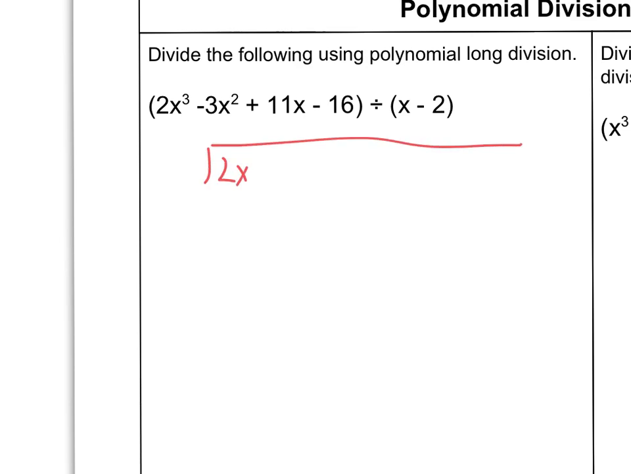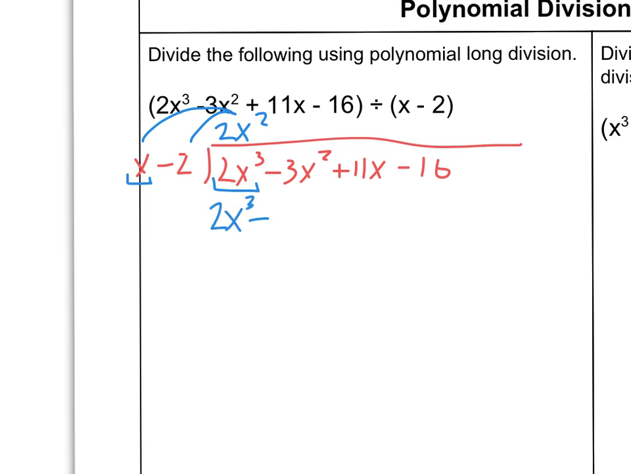So we've got 2x to the third minus 3x squared plus 11x minus 16, and x minus 2 out front. I'm going to see what I multiply x by to get to 2x cubed, and that's going to be 2x squared. When I multiply that down, we get 2x cubed minus 4x squared. When I subtract, I get 0, and I get 1x squared.